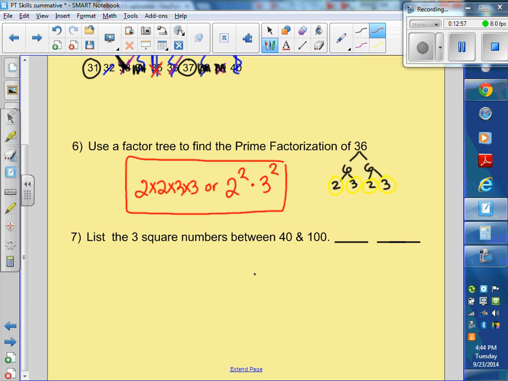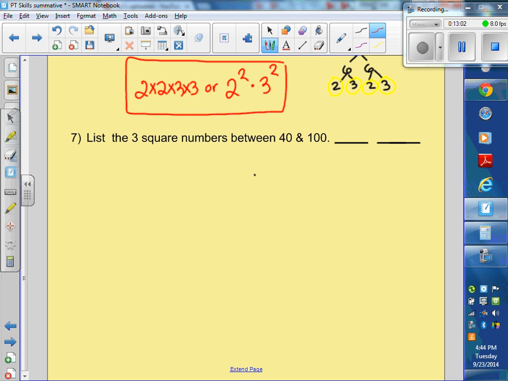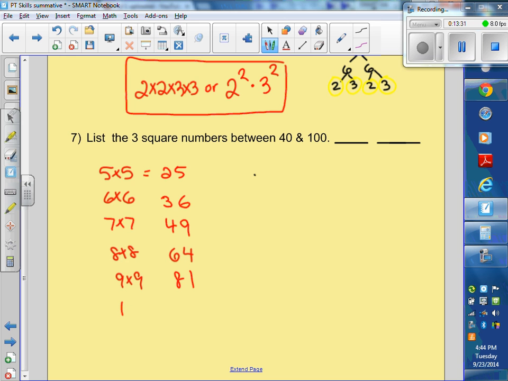Number 7, list the 3 square numbers between 40 and 100. So square numbers, think of a small one like 5 times 5. That's 25, so you need to go bigger. 6 times 6 is 36. 7 times 7, 49. 8 times 8, 64. 9 times 9, 81. 10 times 10 is 100.